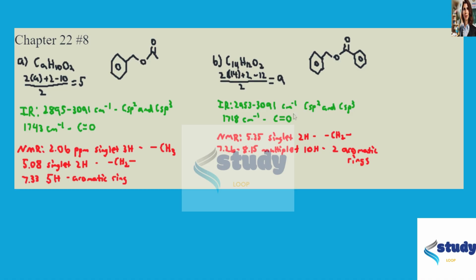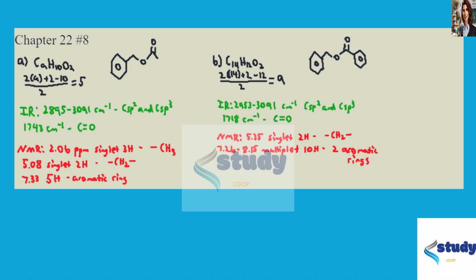The IR, again, telling us we have sp2 and sp3 hybridized carbons in the molecule, and telling us, again, that we have a carbonyl. And then looking at the NMR, there are only 2 signals this time. So we have a 5.35 singlet for 2 protons. Again, this to me says CH2 group. And then between 7.26 and 8.15, we have a multiplet that integrates to 10 protons. And so I think that that is 2 rings at 5 protons each.